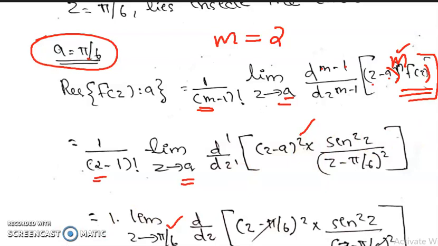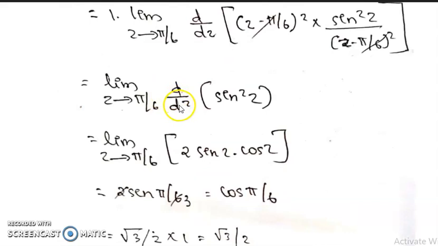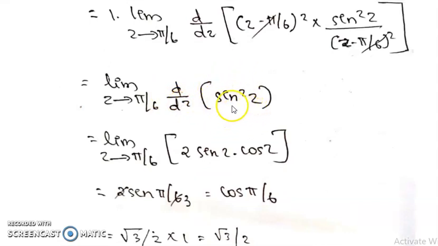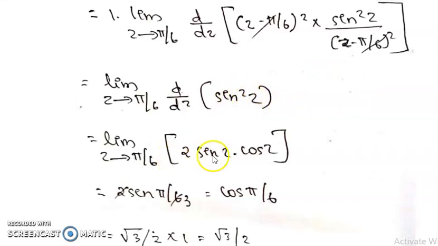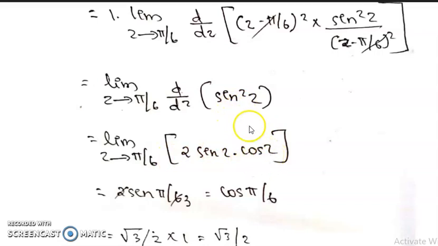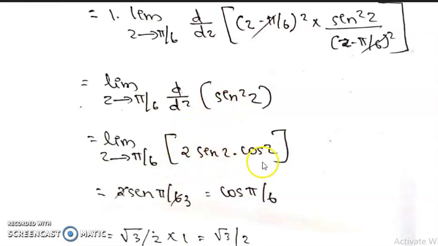Now the denominator (z − π/6)² will be cancelled, so you get sin² z. Now differentiating sin² z, d/dz, we have to differentiate it one time. Derivative of sin² z, we use x^n → n x^(n−1). So 2 sin z, and for sin z the derivative is cos z. So 2 sin z cos z.